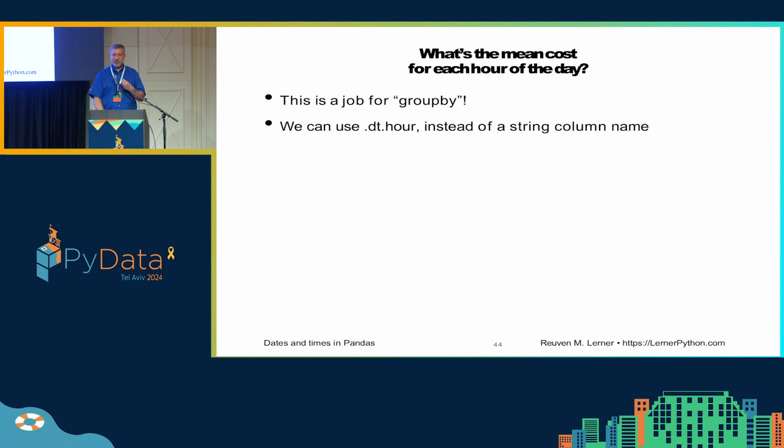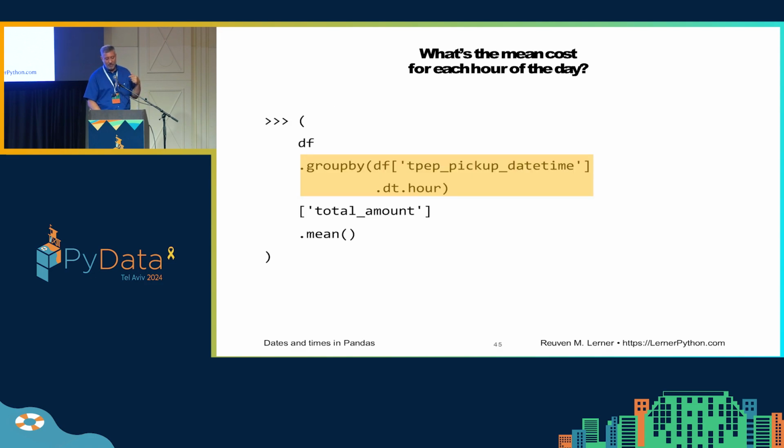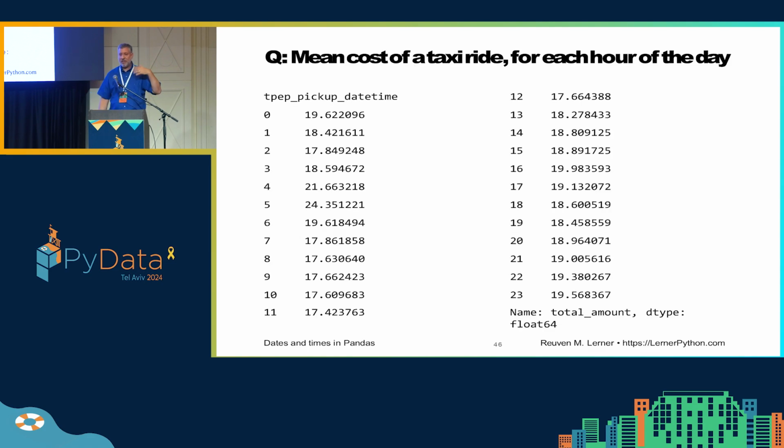Well, we know that for this sort of thing, where I want an answer for each value, I'm going to use groupby. But what am I going to group by? I want to group by the hours. But that's inside of the datetime, right? It turns out we can actually retrieve dt.hour and use that with a column name and get it. So I can say, for example, df.groupby and just specify df tpep_pickup_datetime .dt.hour, and it works just fine. And then I say I only want to check it on total_amount. I want to get the mean, and sure enough we get, for each hour of the day, the mean cost of a taxi ride.